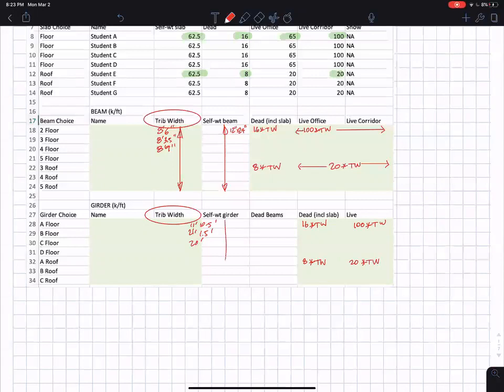This is the same thing. You need to estimate the self-weight of the girder, and I've guessed these to be 16 by 32. You'll need to update these after you get the final sizes, but what I want to talk about is this column right here. Okay.